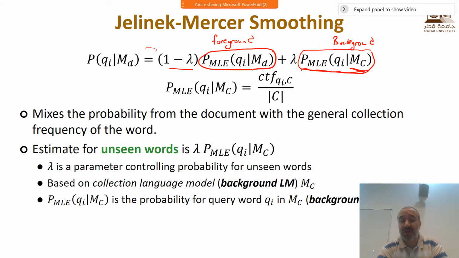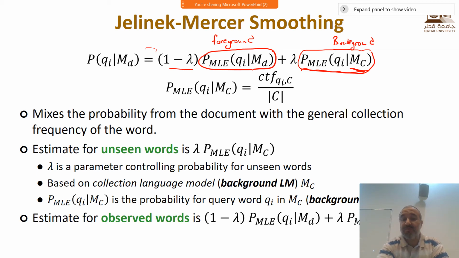So now the estimate of the unseen word will be just the second part, the right part, which is based on the background model, and the estimate for the observed words or the seen words is the whole thing. Okay?